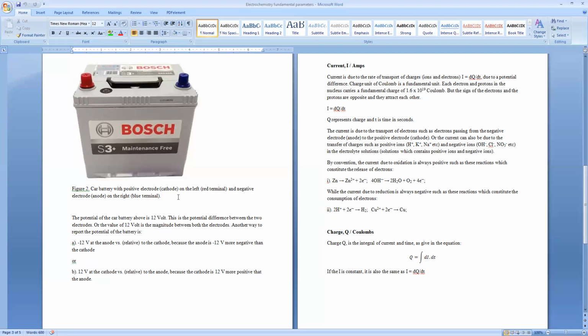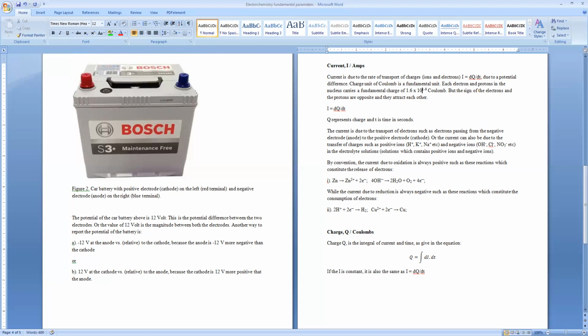Current is basically due to the rate of the transport of charges. Okay, so if you look at the mathematical expression, I equals dq per dt. Whenever you have a potential difference, then you have a current transport, because potential is the driving force for the transport of the current. So current can be brought about by the transport of electrons, because one electron carries a fundamental charge, which is 1.6 times 10 power minus 19 coulomb. Minus 19.